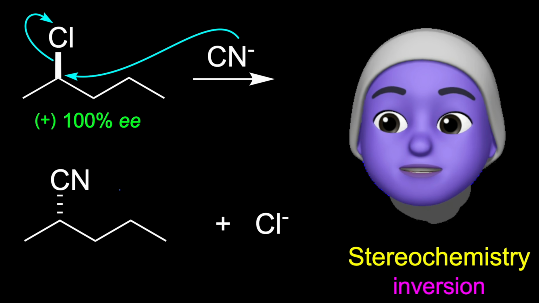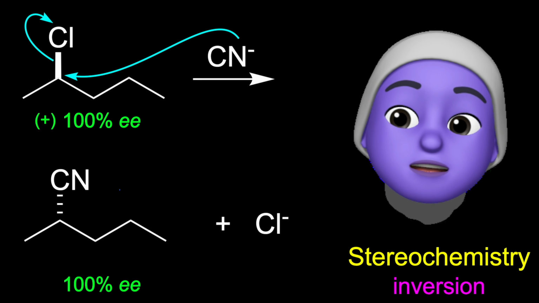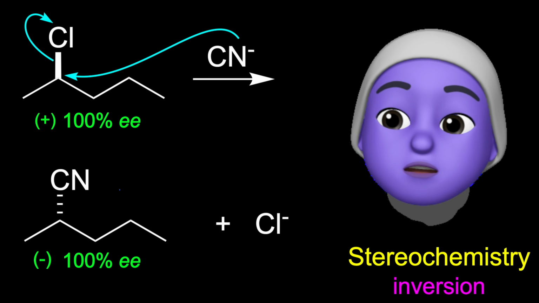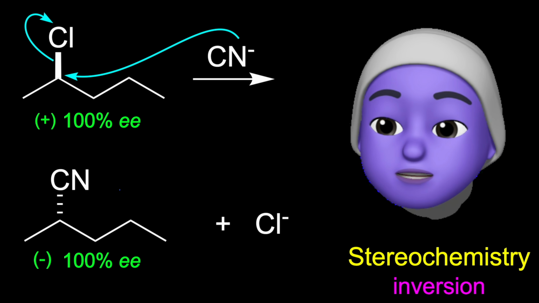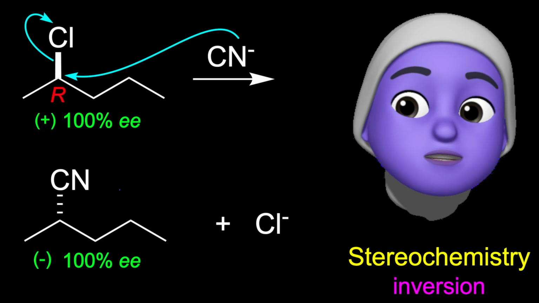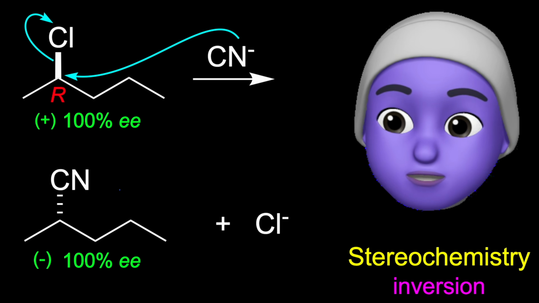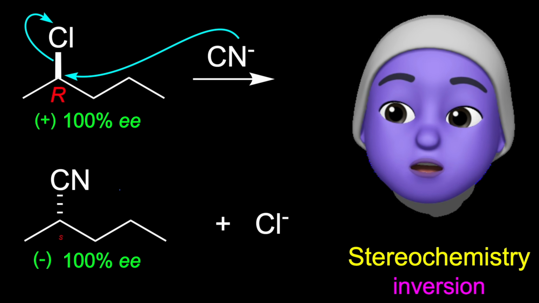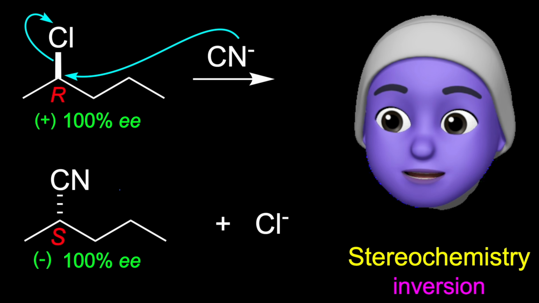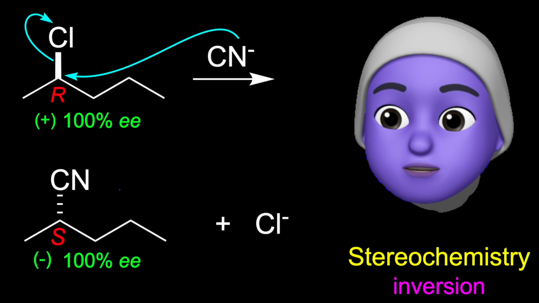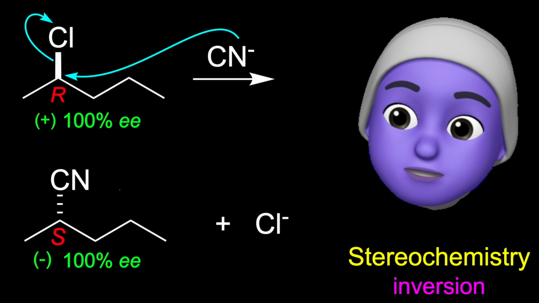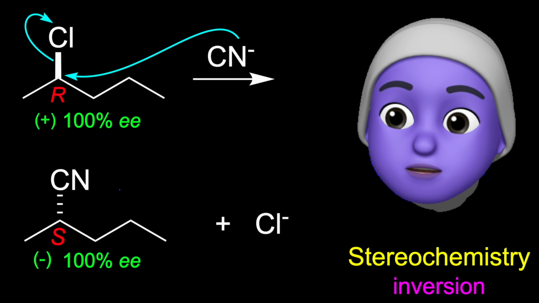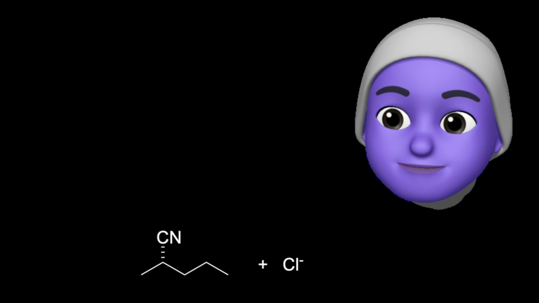However, it's necessary to check the RS configuration of the new chiral center, since the priorities of the groups may change. In this case, the relative priorities do not change, so the product is S. We also cannot be sure about the optical rotations. Just because the starting material rotated plane polarized light to the right, the product doesn't have to. It can rotate to the left or right.